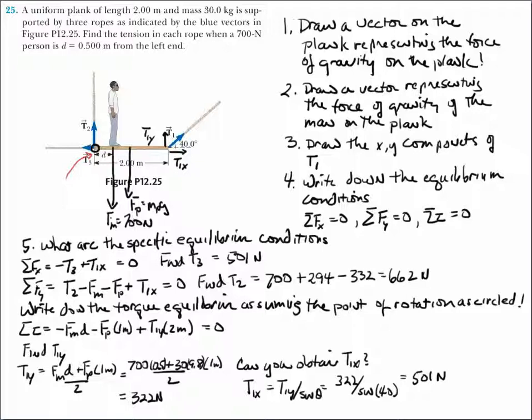Find T2. Well, I can begin to add things up. 700 newtons for Fm. We know what Fm is, we know what Fp is, I know what T1y is. So T2 is equal to 700 plus 294 minus 322. It would be 662 newtons.